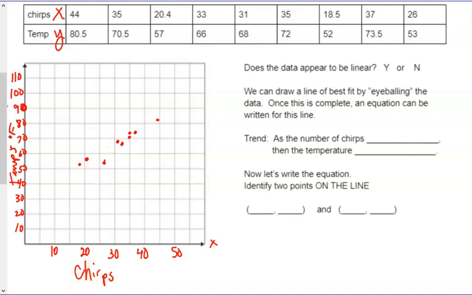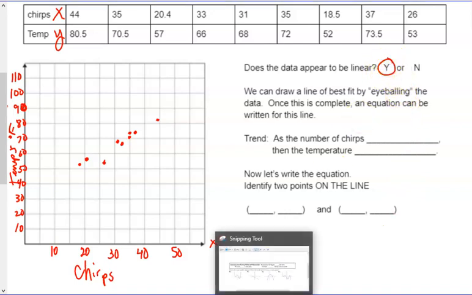Okay? So the question they ask here, does the data appear to be linear? Now remember, a linear function is a line. So does this data exude a linear or a line pattern? And the answer is, hopefully you can see, yes, that does look like a line that I have there.